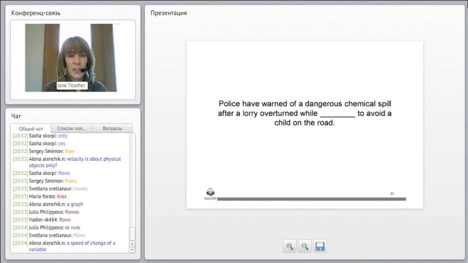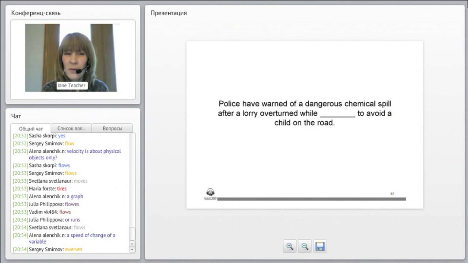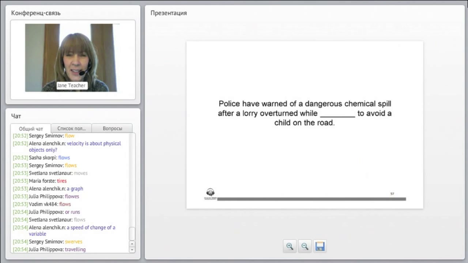What verb would you put in this? You want a speed or change of a variable. Let me read this sentence here, and then I'll look at your question, Alona. Police have warned of a dangerous chemical spill after a lorry overturned while blank to avoid a child on the road. Which verb would you use for this one? So a lorry overturned while doing something to avoid a child on the road.